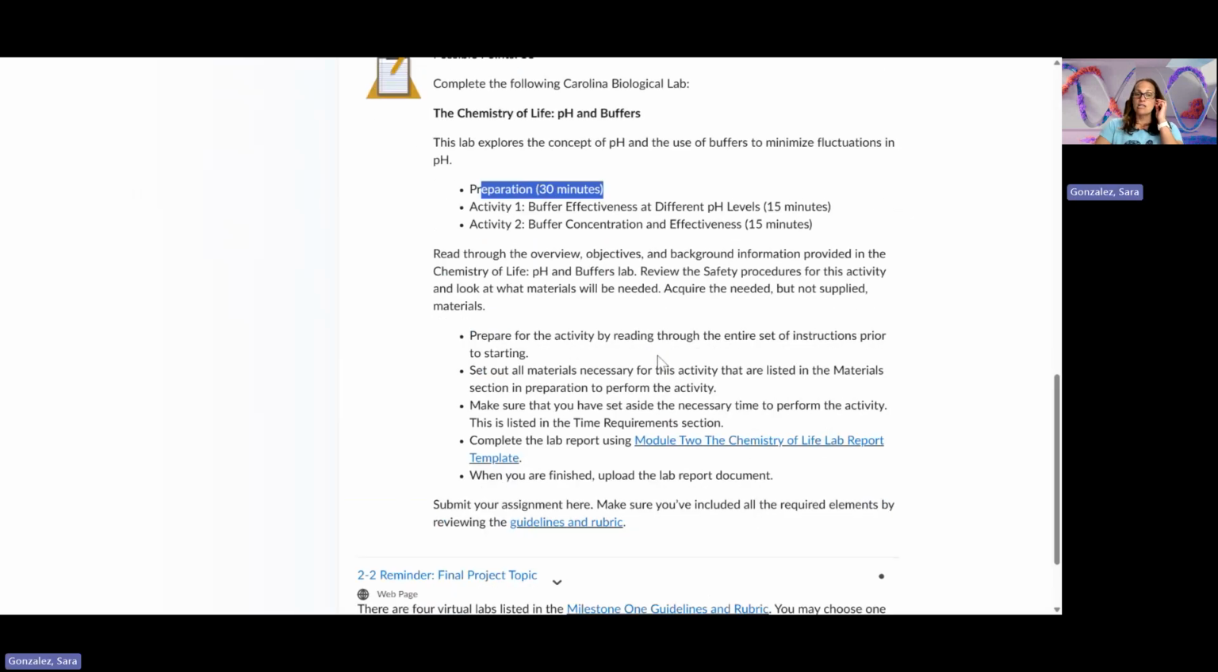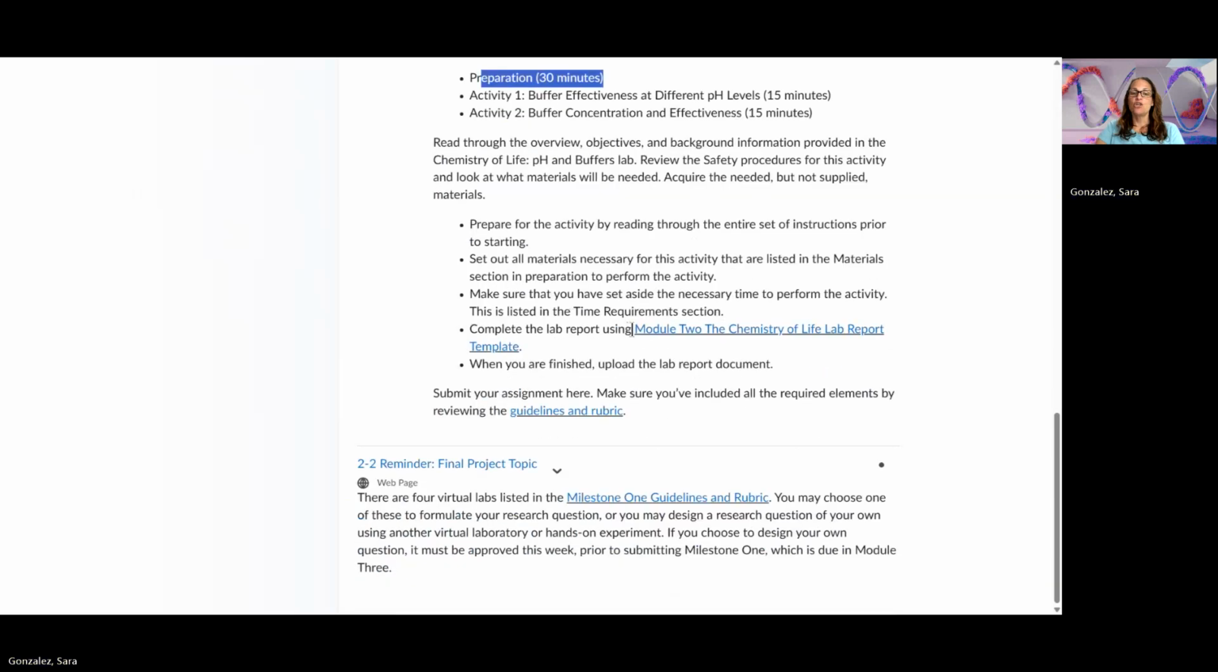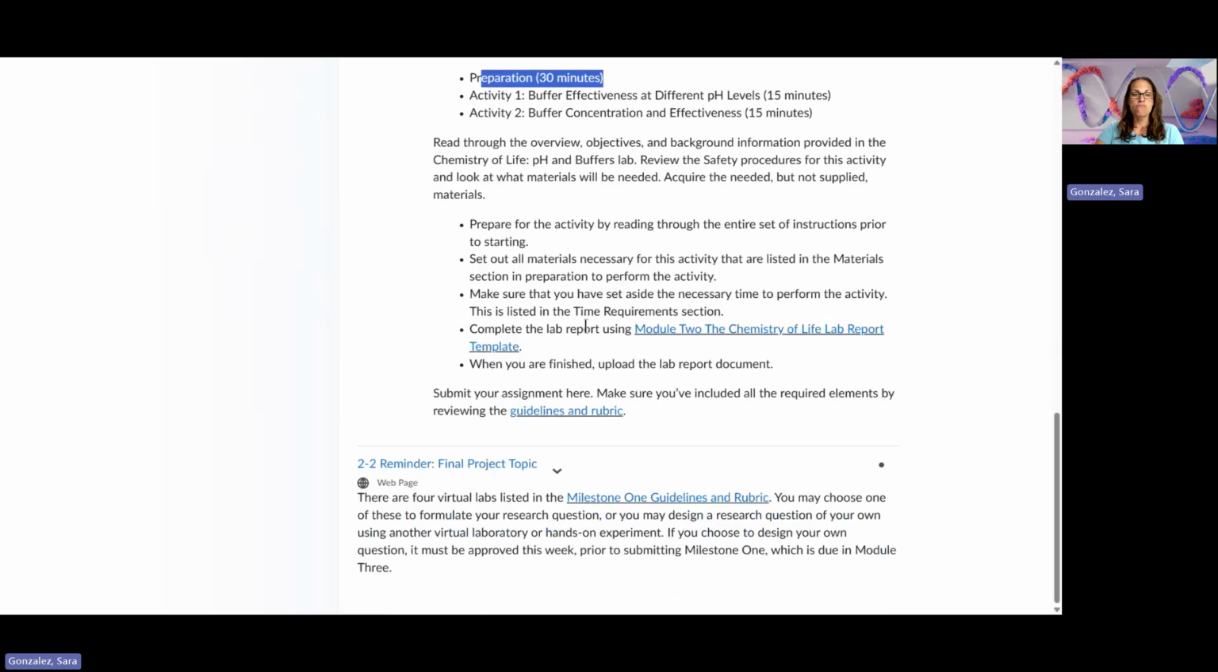Again, read through the objectives, the overview, the background information here. Make sure you have the preparation. I always recommend reading the lab and then rereading it once you actually start to do it. Your preparation is going to take the bulk of your time. Use this link right here, which is the Module 2 Chemistry of Life Lab Report. This is the template that you're going to be using to submit your charts or any graphs if it's required, as well as answering the questions to the lab. When you're finished, you can upload it here in this section of the assignment.